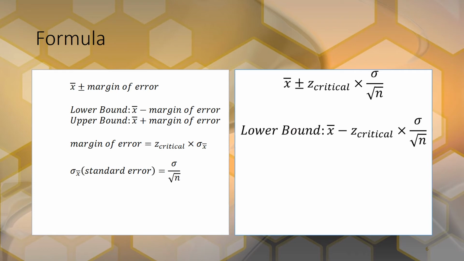So your lower bound is going to be the sample mean minus the critical z times the standard error, which is the population standard deviation divided by square root of n. And similarly the upper bound, but we're going to add that last part. Okay, so you can think of it either way. I'm just writing the formula different ways, so just do whatever way you like.